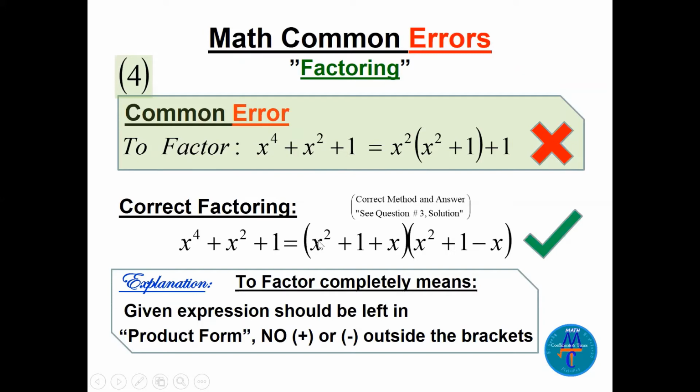Nice factoring, but it's not easy. This question is not easy, not all factoring is. So x power 4 plus x squared plus 1 is equal to x squared plus 1 plus x, times x squared plus 1 minus x. Now this is a big story. I will show you the details in question number 3. Just wait, please. But remember, this one is wrong because, see what is the mistake here? The plus 1 is outside. So to factor completely, the expression should be in product form. All the answers should be in product form.